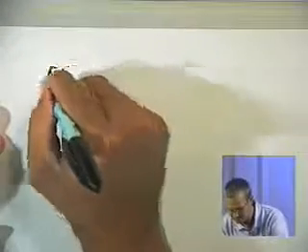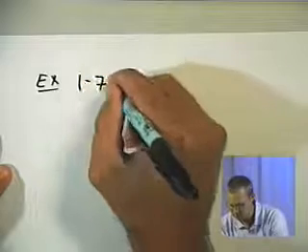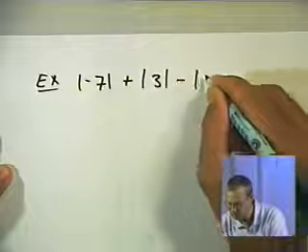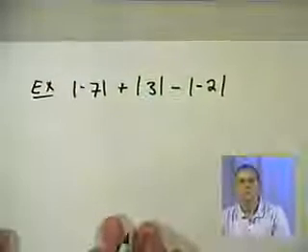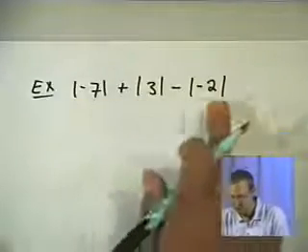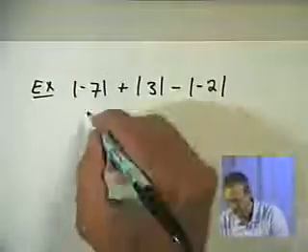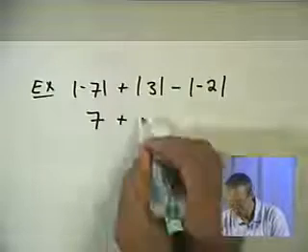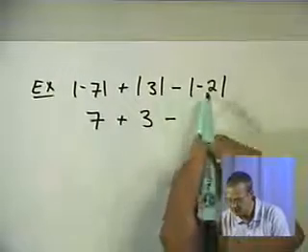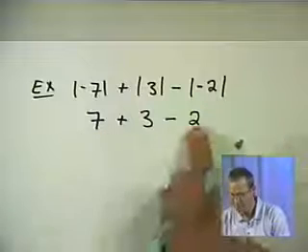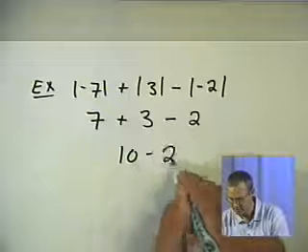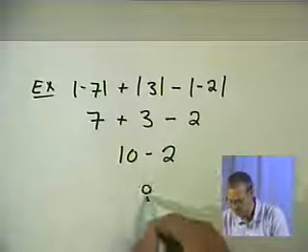Maybe we have a string of numbers. Perhaps, let's take the absolute value of -7. Maybe we'll add that to the absolute value of 3. And we'll subtract the absolute value of -2. Well, the first thing we need to do is figure out all three of these absolute values. The absolute value of -7 would be +7. The absolute value of 3 is 3. The absolute value of -2 is 2. And then we'll just do our addition and subtraction straight across. 7 plus 3 is 10, minus 2. And 10 minus 2 is 8.